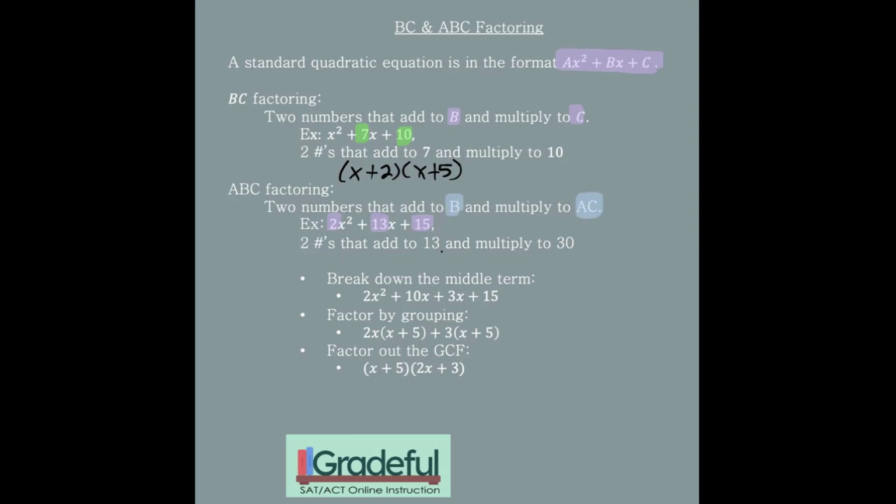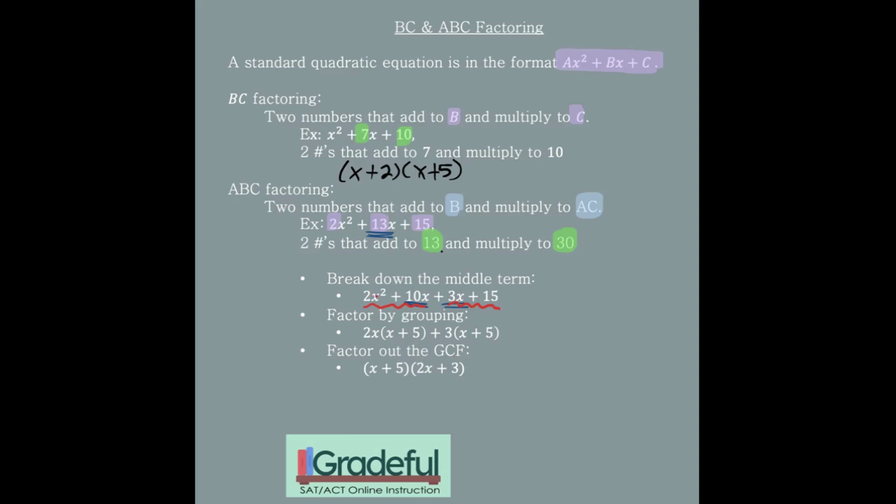So for us, that means two numbers that add to 13, which is B, and multiply to 30, which is AC, 2 times 15. And by the way, the two numbers that do that are 10 and 3. So we'll take the middle term, which is 13x, and we'll break that down to two terms, 10x and 3x. Next, you can do factor by grouping. We can factor the first two and then factor the second two. That's the factor by grouping method where you're choosing to only factor the first two at first.